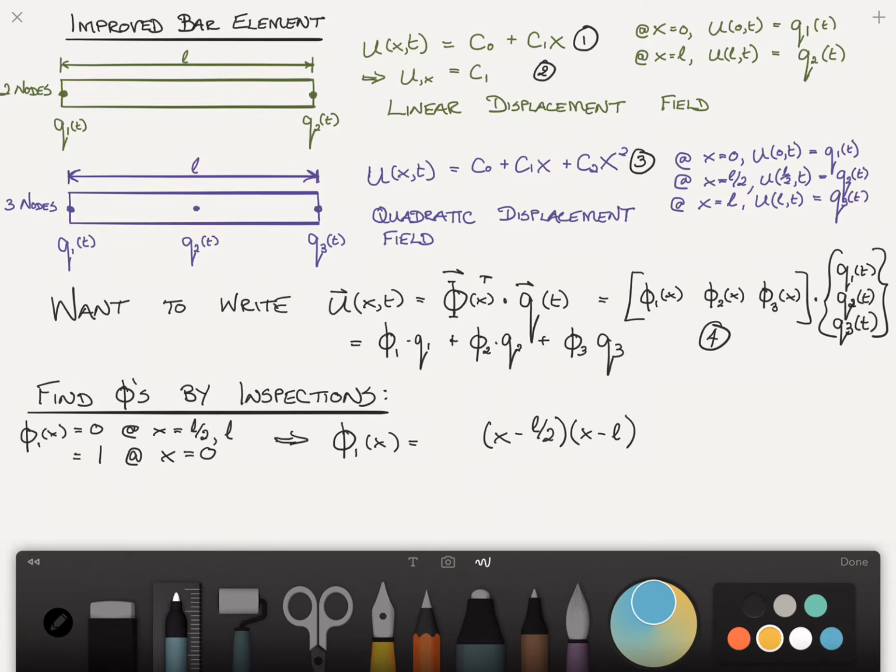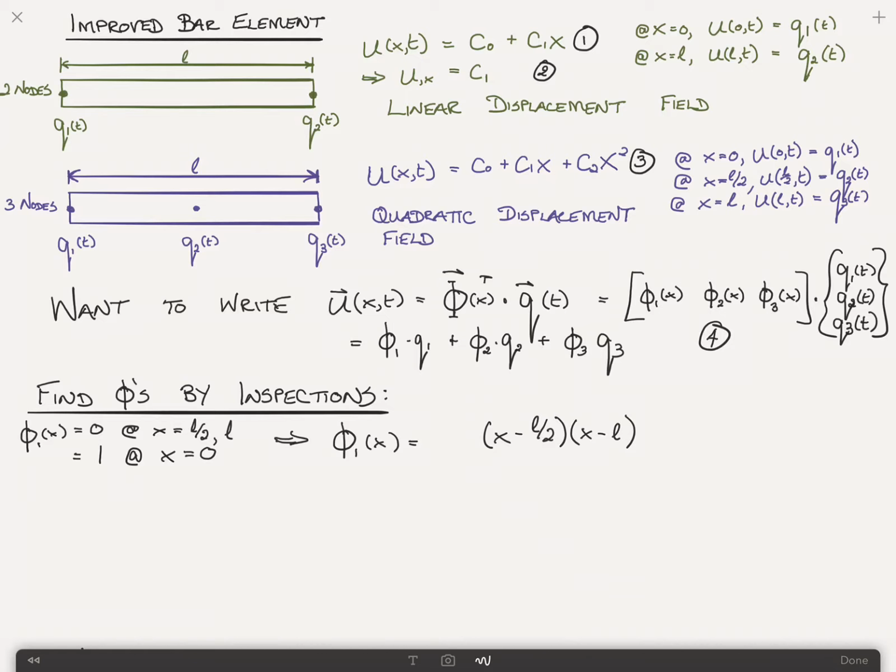Now, let me change color for this. What happens at x equals 0? Well, at x equals 0, if I substitute 0 into phi1 as it's written right now, I'll get negative L over 2 times negative L, which equals positive L squared over 2. So what do we do? I simply pre-multiply this by 2 over L squared. Call this equation 5. We'll call this one number 6.